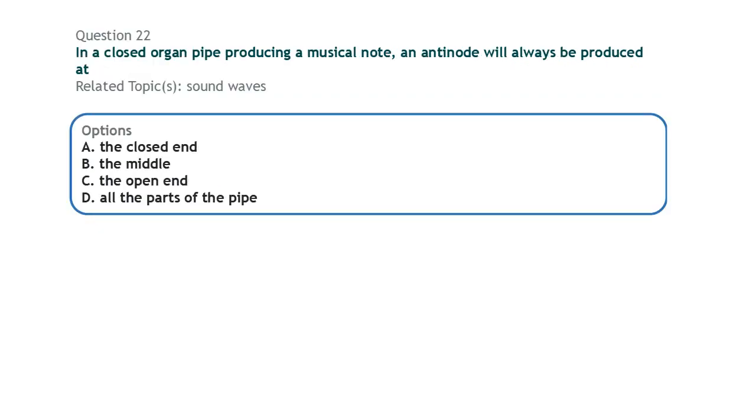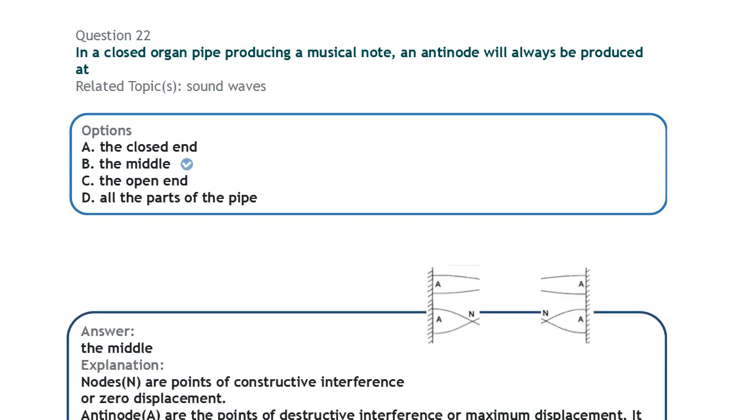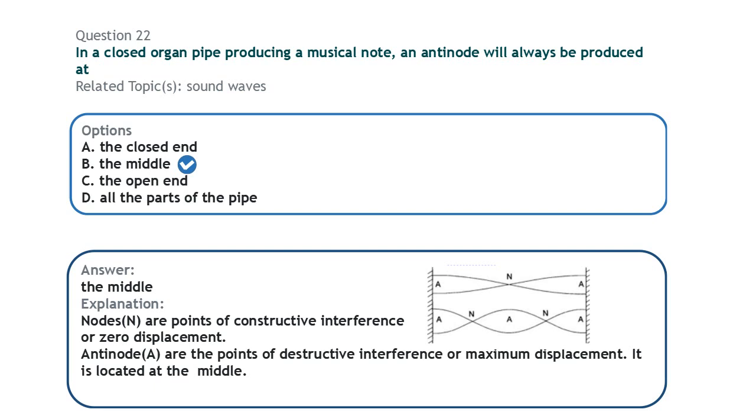Next question on sound wave. In a closed organ pipe producing a musical note, an antinode will always be produced at... So here, we have the nodes and the antinode. The nodes are this point N and the antinode at the point A. The node is the point of minimum displacement, while the antinode is the point of maximum displacement. And as you can see here, the antinode is produced where? In the middle. It's produced at the middle here.